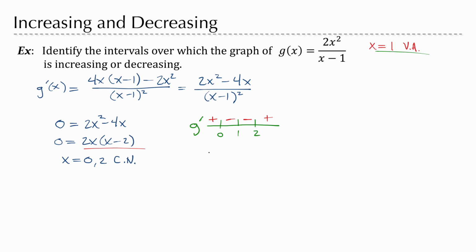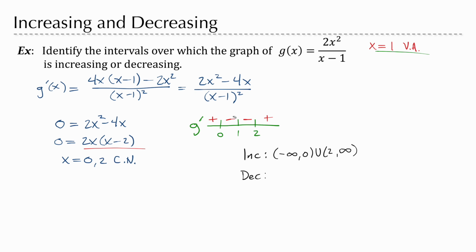So now that I made my sign chart, I can make my conclusions about G. So if I want to know where the graph of G is increasing, it's going to be where we have those positive slopes. So from negative infinity all the way up to 0, and everything after 2. Again, open intervals. And the places it decreases are going to be where it's negative.